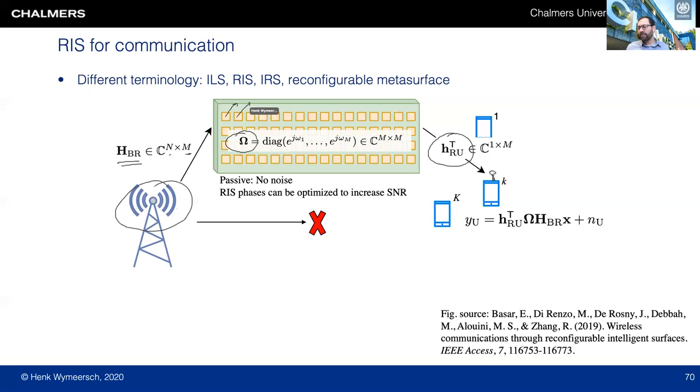Then the observation at a certain user is given by the concatenation of these components. So it's the transmitted signal, the channel from base station to the RIS, the configuration of the RIS, and this channel from the RIS to the user, plus noise.